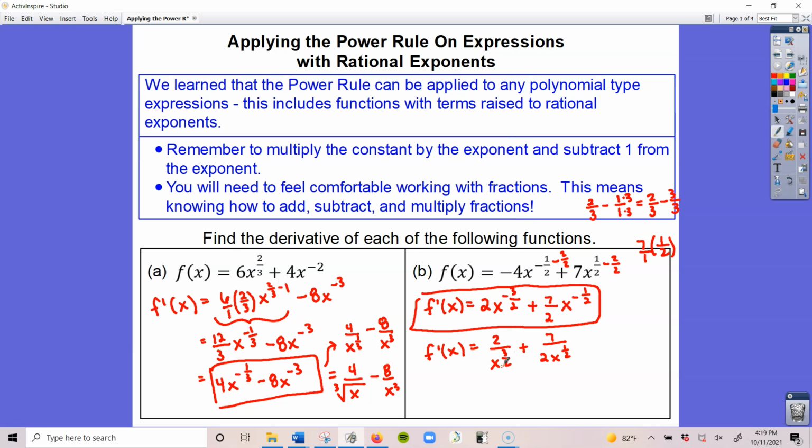And if you wanted to write this using radicals, again, the numerator is the power of x and the denominator is the root. So this would be 2 over the square root of x to the third plus 7 over 2 square root of x. So this is another acceptable answer for that particular derivative.